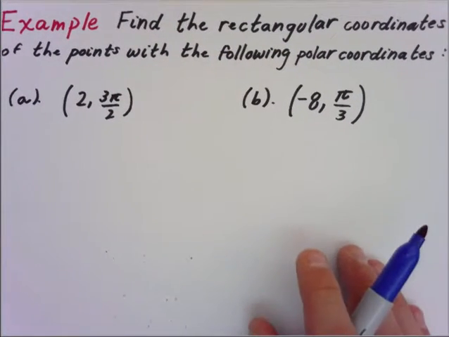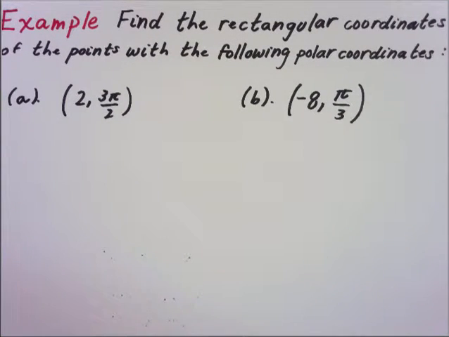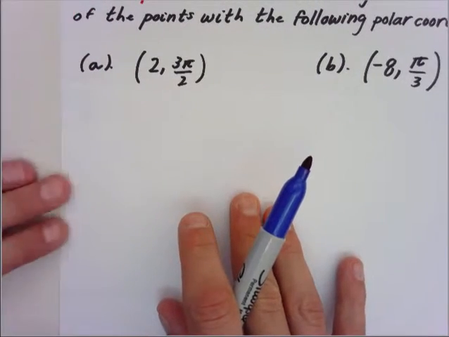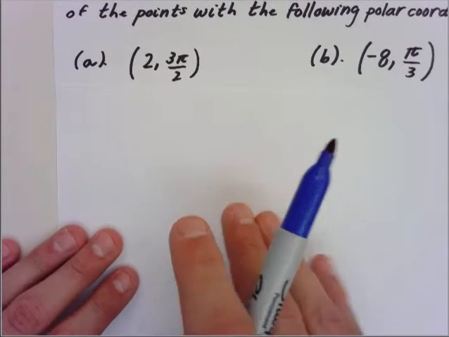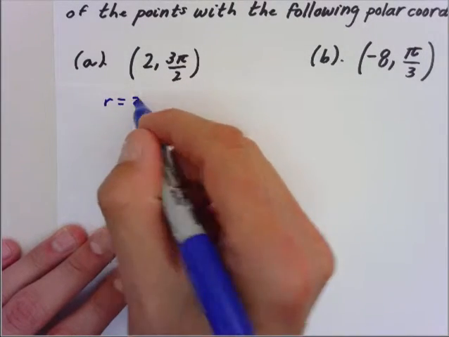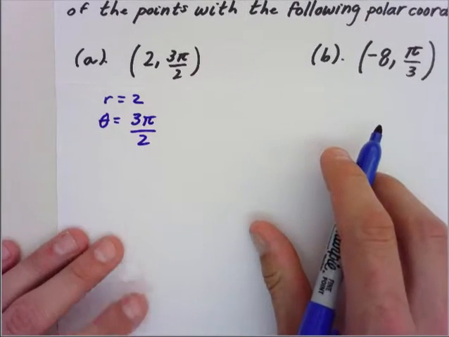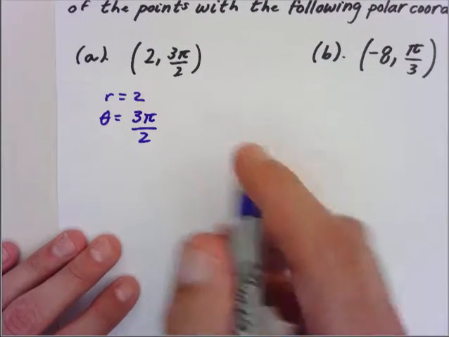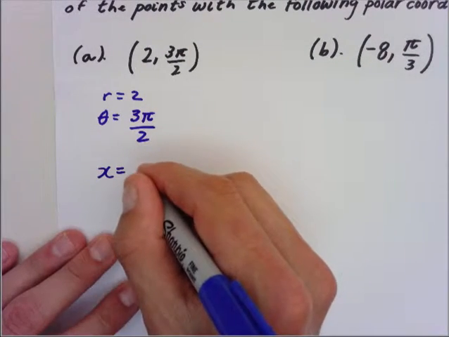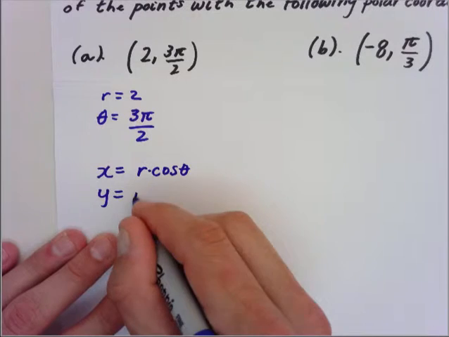Find the rectangular coordinates of the points with the following polar coordinates. Part A, 2 comma 3 pi over 2, and part B, negative 8 comma pi over 3. Let's focus on part A. In this case, r is equal to 2 and theta is equal to 3 pi over 2. We're going to use x equals r times cosine of theta, and y equals r times sine of theta.